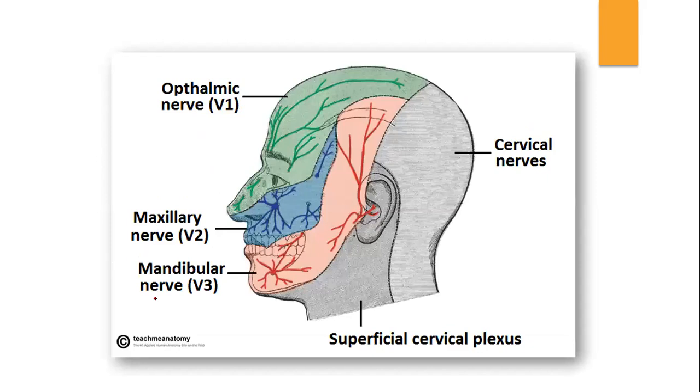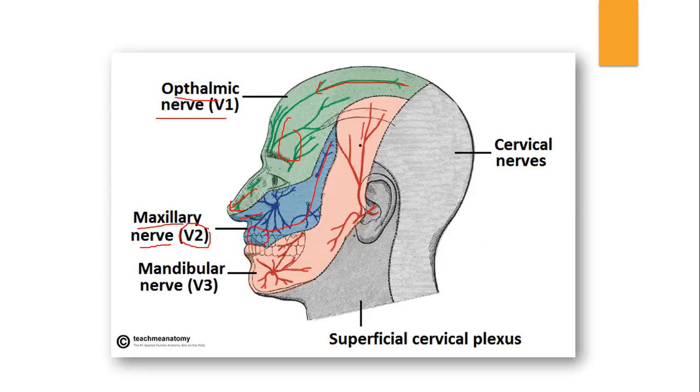So as far as the sensory root is concerned, this is the territory that we can actually tell from the scalp till the forehead and till the tip of the nose. This is all supplied by the ophthalmic division of the trigeminal nerve, sensory root. The area towards the upper jaw and the lower part of the nose and the upper lip, this is supplied by the maxillary division of the trigeminal nerve for the sensations.